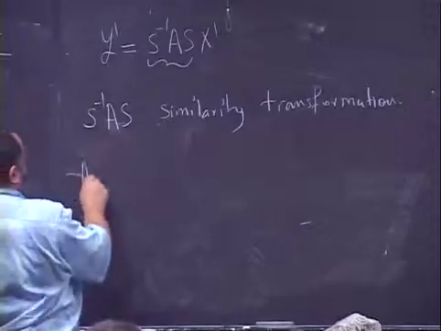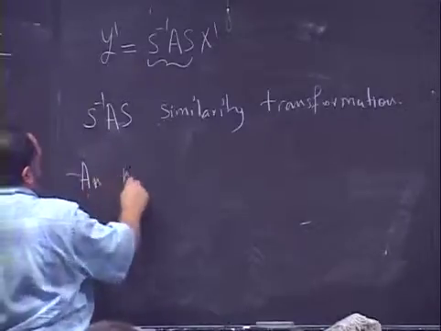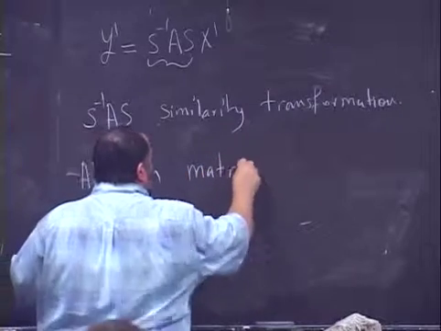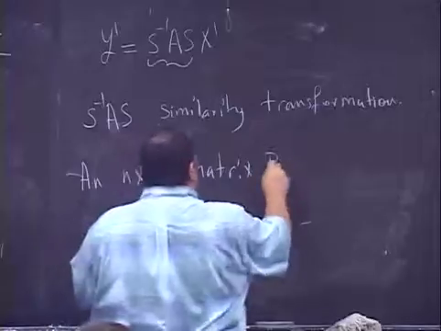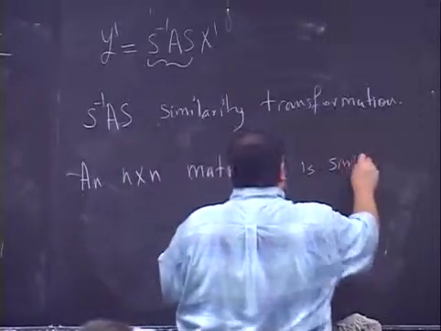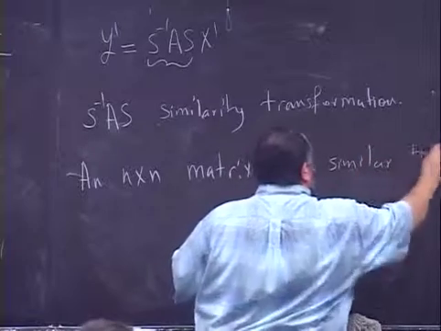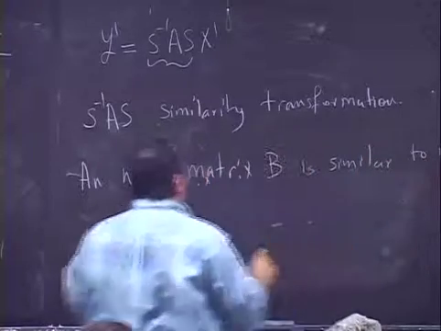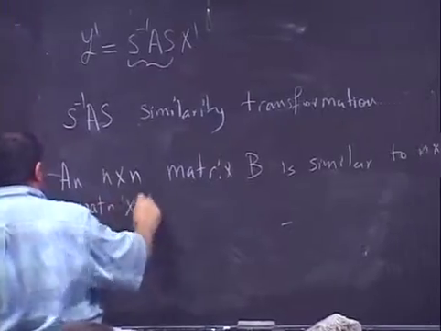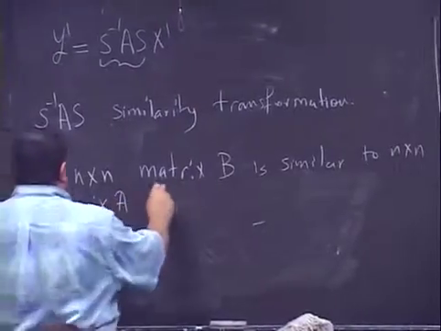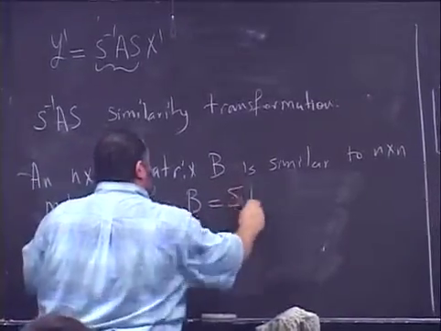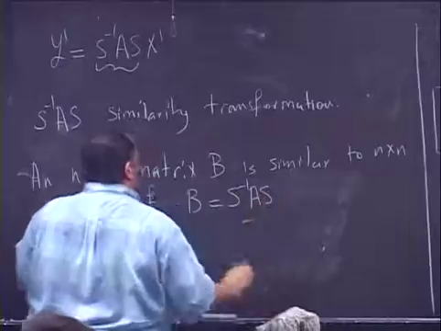So if we have an n by n matrix B, it will be similar to an n by n matrix A if the matrix B can be written as S minus 1 A S.